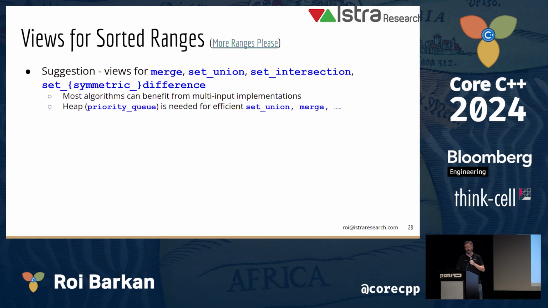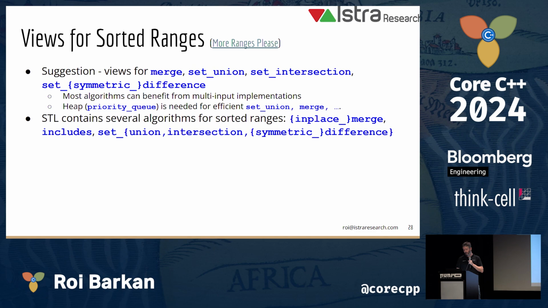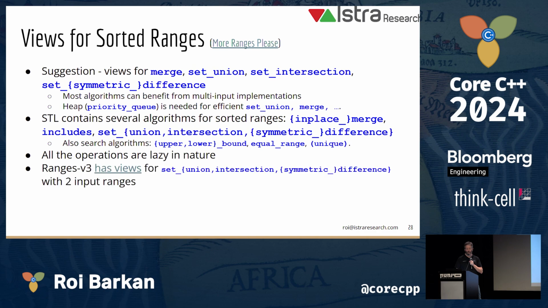And if I want to even merge more than one range, I can do that using some heap or priority queue data structure. As mentioned, STL has these operations as algorithms, but not as range adapters, although they can be done in a lazy fashion. Ranges v3 has a lazy implementation for set union, intersection, and difference, but not for merges. And those take 2 input elements. And let's talk a little bit about what it would take for us to implement these types of ranges.